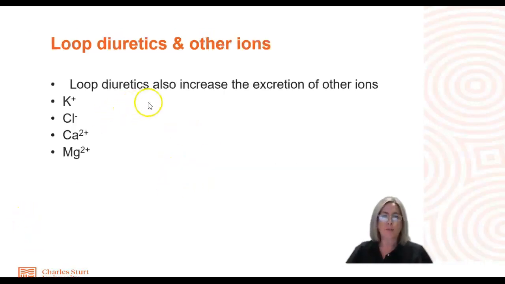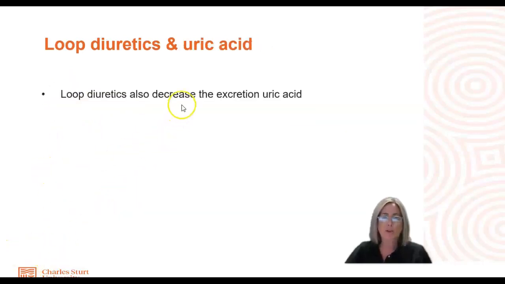As I've mentioned, loop diuretics also increase the excretion of other ions, so potassium and chloride, and also calcium and magnesium, because the transport of these two ions is also linked to the transport of potassium. Loop diuretics will also decrease the excretion of uric acid. So less uric acid being excreted means more uric acid in the blood.